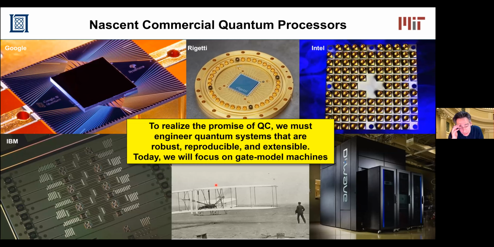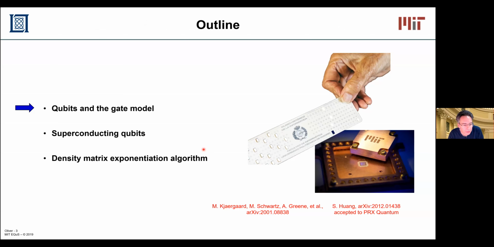So with that, here's an outline of the talk. I'd like to first start with qubits in general and the gate model, basically gates and how they work. We'll then briefly talk about superconducting qubits, and we'll introduce Google's quantum supremacy algorithm. And then I'd like to talk about density matrix exponentiation.